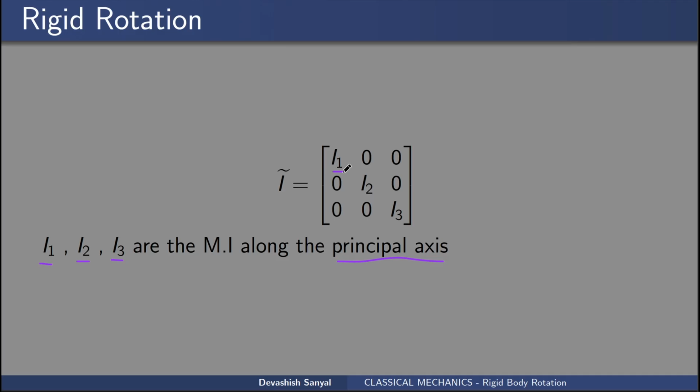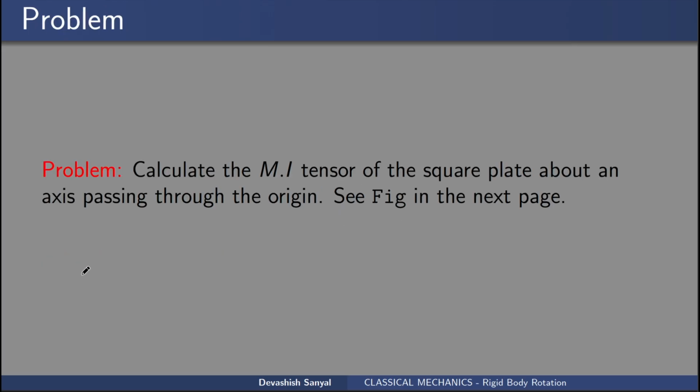That's why the moment of inertia tensor is important, because it gives us the principal axes and the eigenvalues I1, I2 and I3. These are the eigenvalues. So let us do a simple problem. Here we have to calculate the moment of inertia tensor of a square plate about an axis passing through the origin. See the figure on the next page.